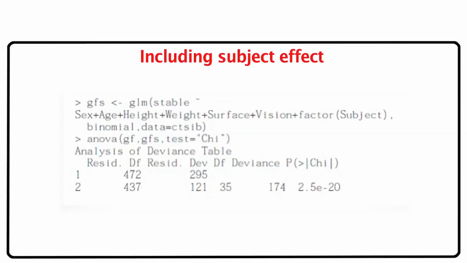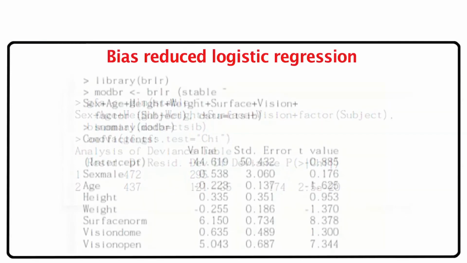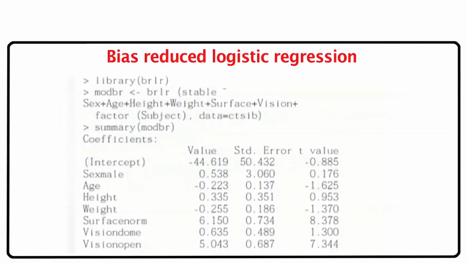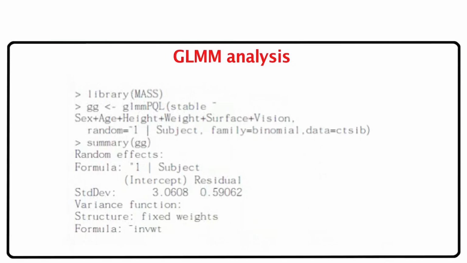However, the adjustment which we have made here by including subject as a fixed factor is probably not a good one, because we have introduced a large number of parameters. We can conduct a bias-reduced logistic regression and see that indeed there is some confounding by subject. So one way out is to fit a generalized linear mixed model, and this is what I have done on the next slide using the function glmmPQL in the MASS library in R.